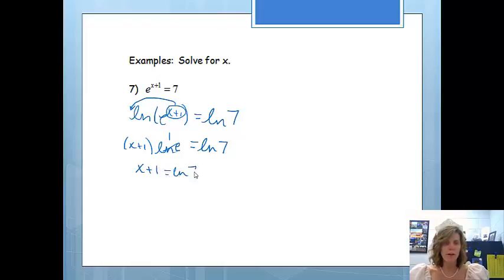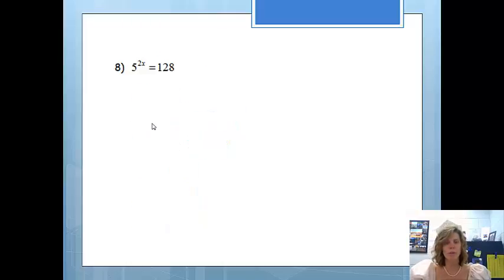So now I just have x plus 1 equals the natural log of 7. And if we would like to solve this for x, the last thing that I need to do is just subtract 1. So I'm going to have x equals the natural log of 7 minus 1. This is a fine answer. If we wanted to simplify it, we could go ahead and just find out what that was as a decimal. And if we do that, I believe the answer will be 0.946. If you do choose to do that last step, make sure that you are accurate to 3 places.